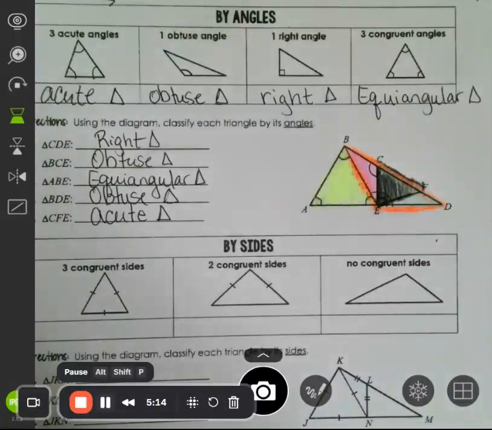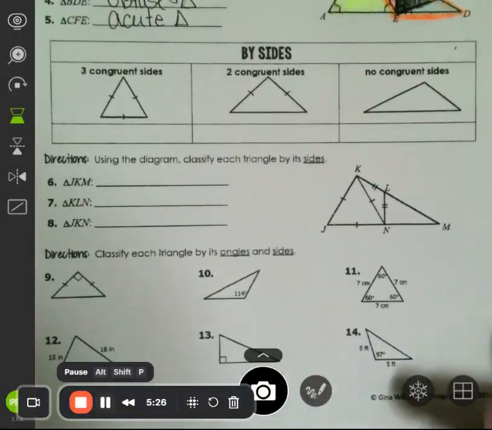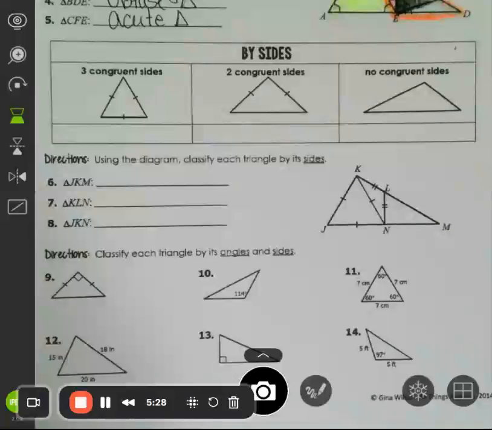Okay, so first, classifying triangles by their angles. They're either acute, obtuse, right, and if all three angles are congruent, then they are equiangular. So now let's classify triangles by their sides. This is when we get into their fancy names.